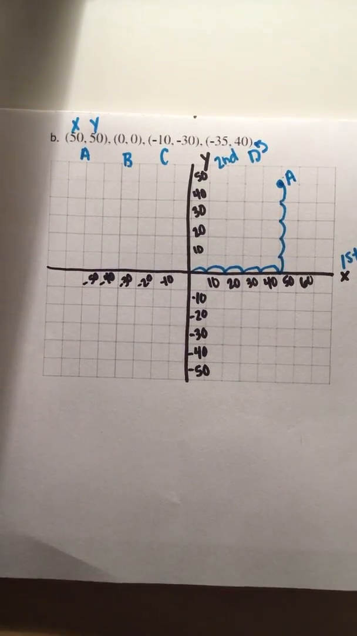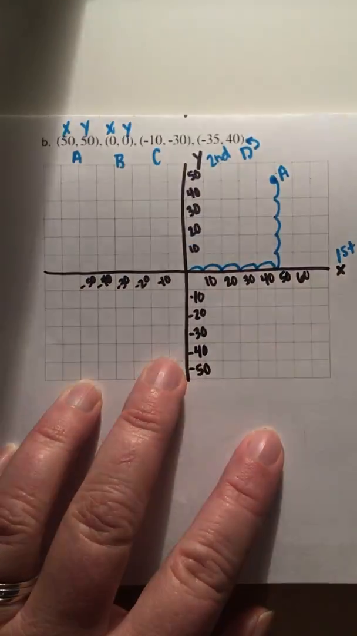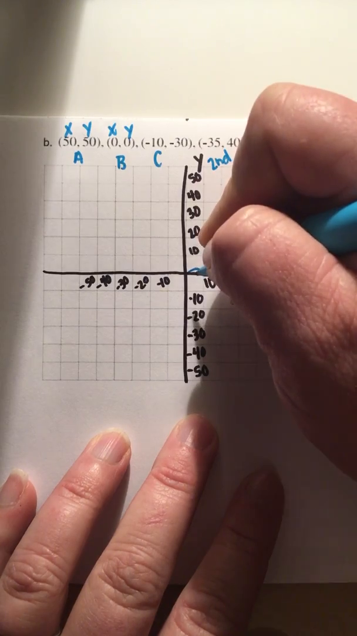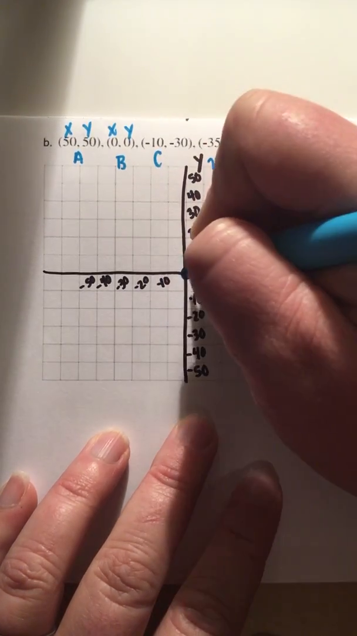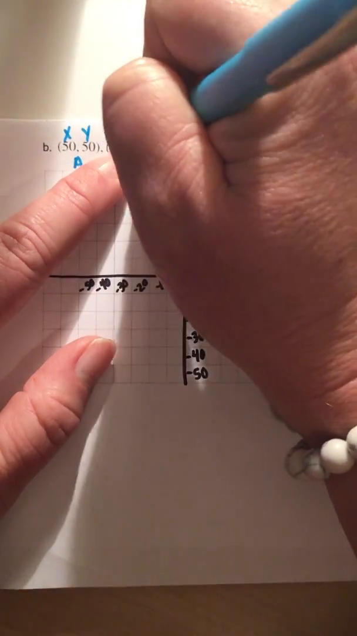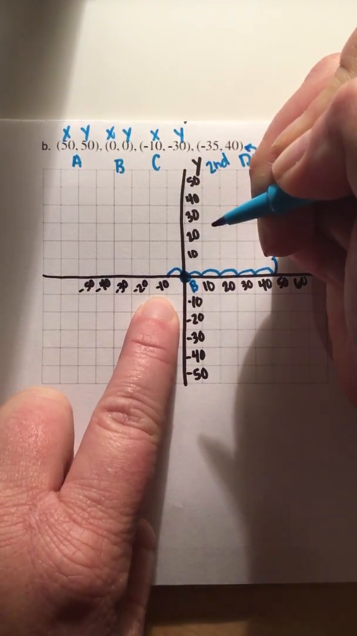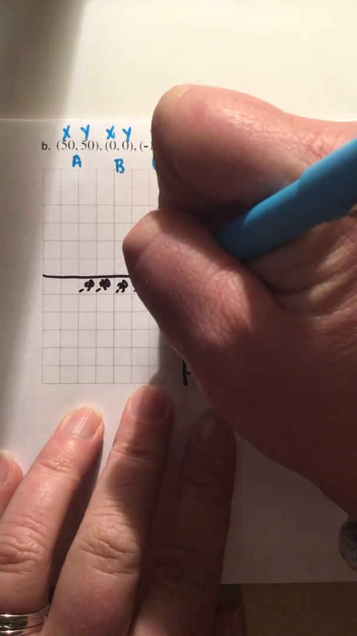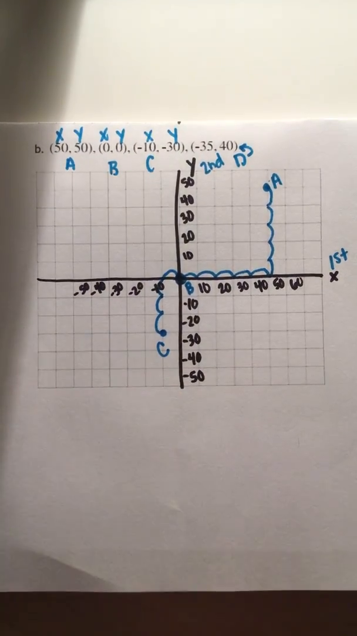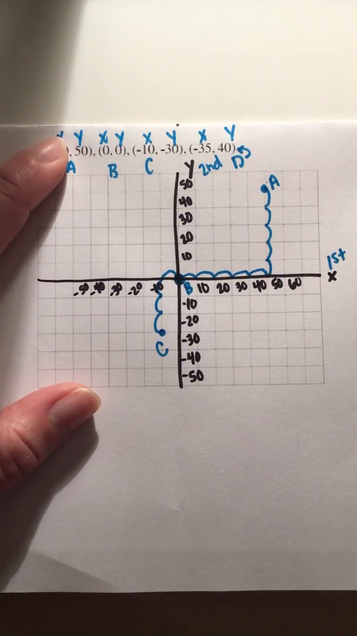All right, the next one is 0, 0. So if 0 is in our X and 0 is in our Y, are we going anywhere right or left? No. Are we going anywhere up or down? No. So our next point is just going to be right in the middle, and that's going to be point B. All right, point C, negative 10 is our X, negative 30 is our Y. So we know we're going to go 1 to the left because that's negative 10. And then we're going to go negative 30. So we're going to drop down negative 10, negative 20, negative 30. That's point C.